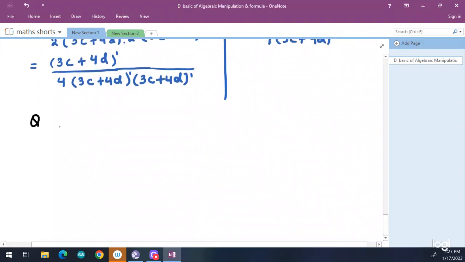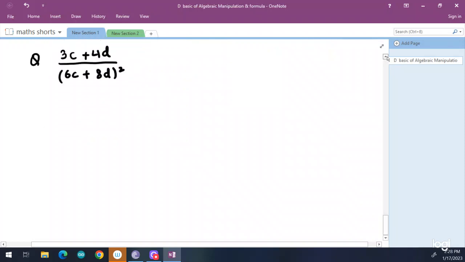I'm just repeating the question. It's 3c plus 4d over 6c plus 8d whole square. Okay, so sorry, so this is the question. I'm just solving it with a quick way.